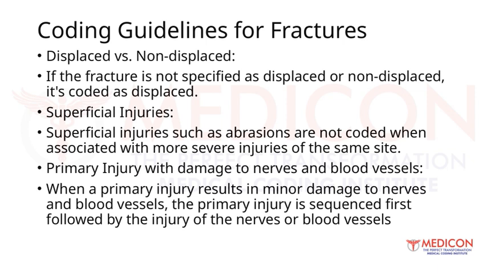Now, regarding primary injuries that involve damage to nerves or blood vessels, things like lacerations or punctures, if the damage is minor, we sequence the primary injury first. That means we code the main injury initially, followed by the nerve or blood vessel injury. This approach helps to accurately reflect the injury severity and the treatment focus. Understanding these nuances is crucial for precise coding, which ultimately supports better patient documentation and reimbursement. These guidelines help us stay consistent and ensure we are capturing the full scope of the injuries involved.